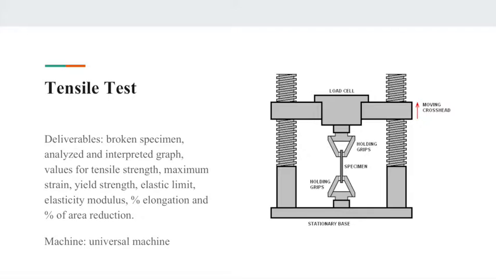First, the tensile test. The deliverables are broken specimen, analyzed and interpreted graph, values for tensile strength, maximum strain, yield strength, elastic limit, elastic modulus, percent of elongation, and percent of area reduction. The machine used was the universal machine, such as the one seen here. Here's where the specimen goes.